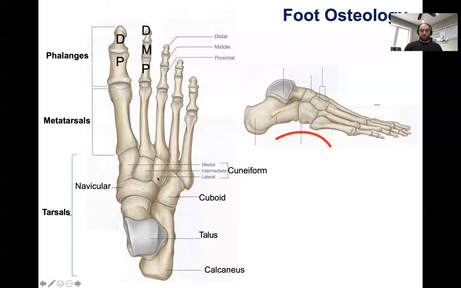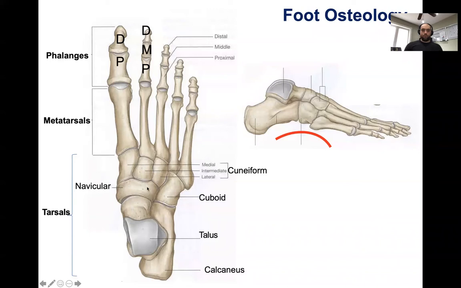So anteriorly, in front of the navicular, it has attachments to the 3 cuneiform bones over here. Laterally, it has an attachment to the cuboid. And then posteriorly, it has the attachment again to the talus. So lots of bony attachments. It's a bone that I like to look at a lot in people with a dysfunction in their foot.